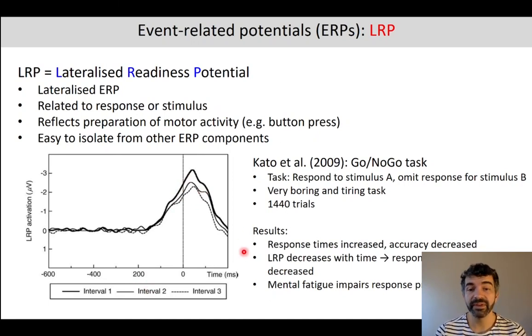What does it mean if the LRP decreases? It means that the response execution is less efficient. So this experiment suggested that the accuracy that decreased throughout the experiment, which was behaviorally tested, is due to mental fatigue, because participants are less efficient at preparing their response. So this is a way to look at motor processes and response preparation, for example.